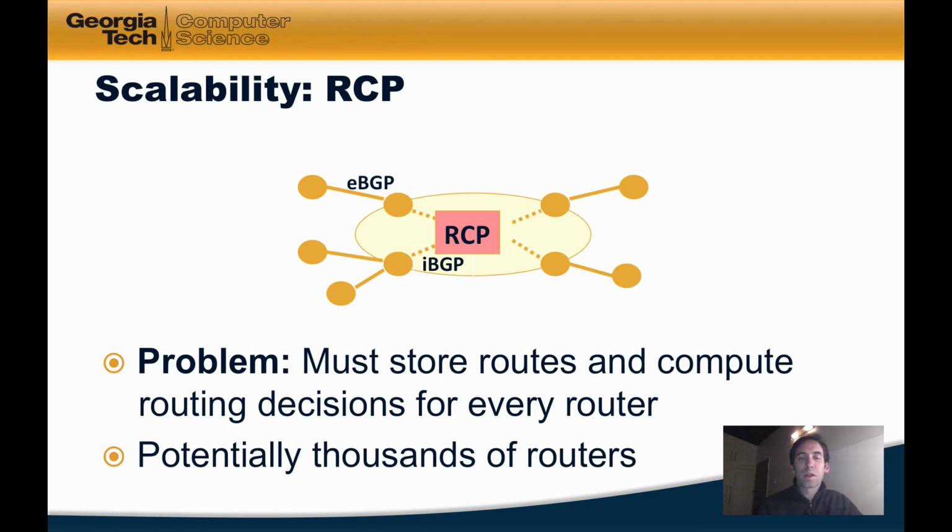So one of the problems that the RCP faces is that it must store routes and compute routing decisions for every router across the autonomous system. And a single autonomous system may have hundreds to thousands of routers. So that's potentially many routing tables and a lot of routing computations all being performed at a single node, whereas before all those computations were distributed across the routers themselves.